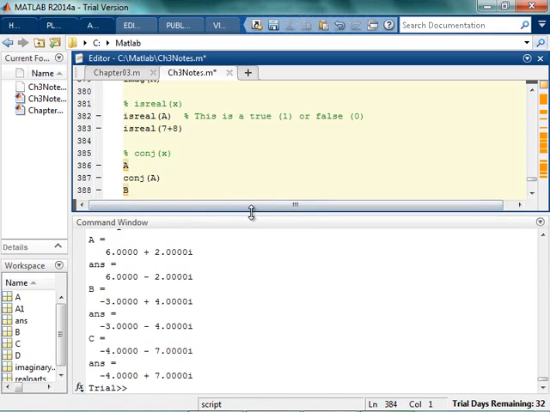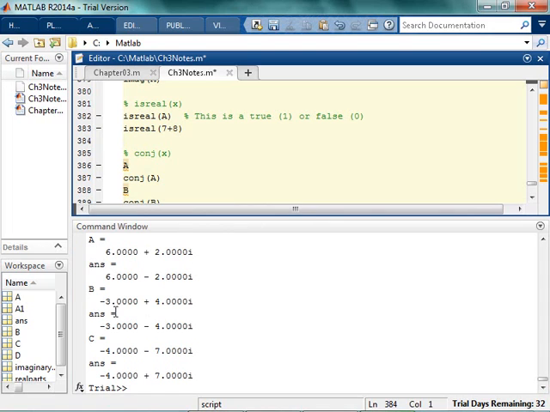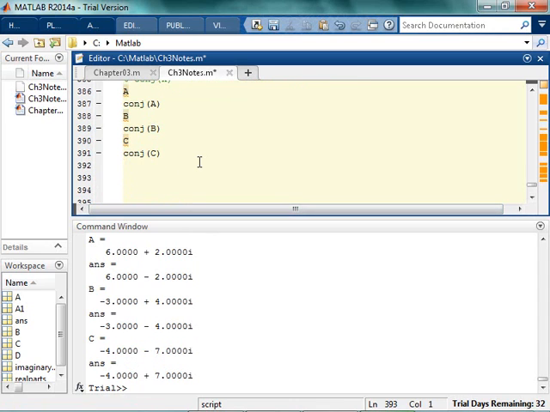I'm going to format compact for a second so you can see them all. So there's A. There's its conjugate. There's B, there's its conjugate. There's C, there's its conjugate. The regular thingy and the conjugate are exactly the same thing except for the sign in front of the imaginary part. So just curious, make sure you understand how this works.